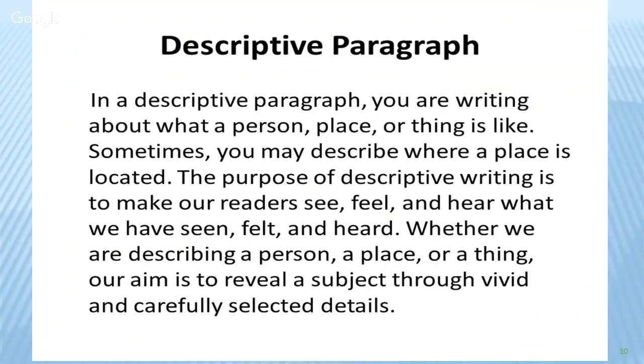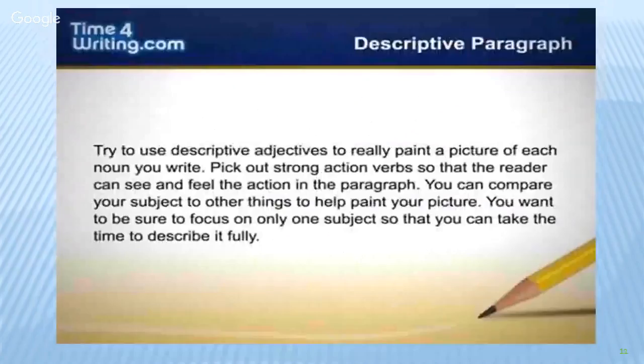Whether we are describing a person, a place or a thing, our aim is to reveal a subject through vivid and carefully selected details. Try to use adjectives to really paint a picture of each noun you write. So, bari one noun. Supposing I just say this is a pen. Pen is a noun. But if I want to make it a little more colorful, I say a white pen with a black cap. So you can almost imagine it.